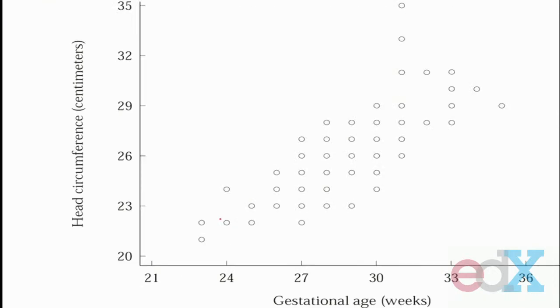So here are the head circumferences for some of these babies. These premature babies we were looking at earlier. All right? And as a function of gestational age. There's actually more than 100 there, but they're all falling on the same point, and so you just see one little circle. All right, but it doesn't matter.